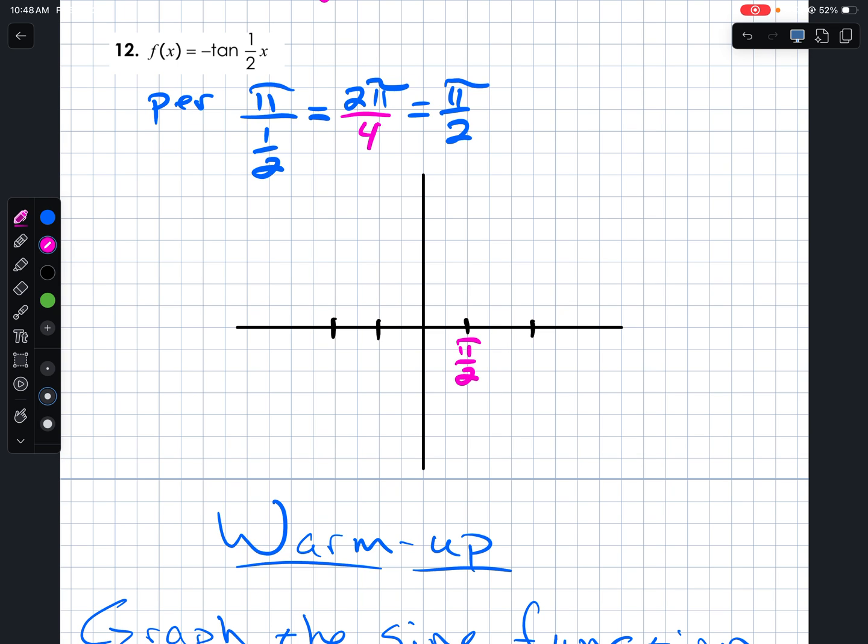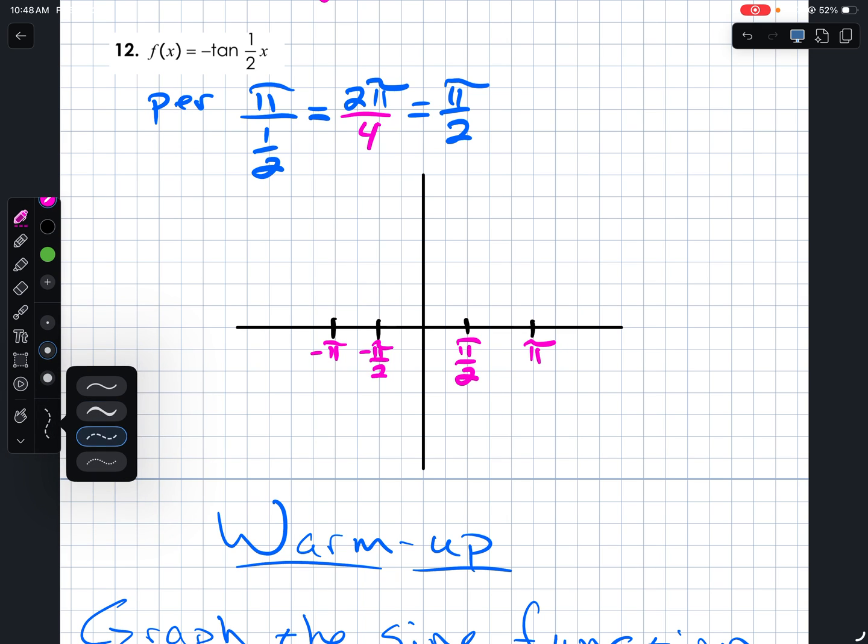So what's after pi over 2 then? Pi, right? 2 pi over 2, which reduces to just pi. Negative pi over 2 and negative pi. Okay, my dotted lines go on pi and negative pi. And then my graph, instead of starting lower left, is going to start lower right.